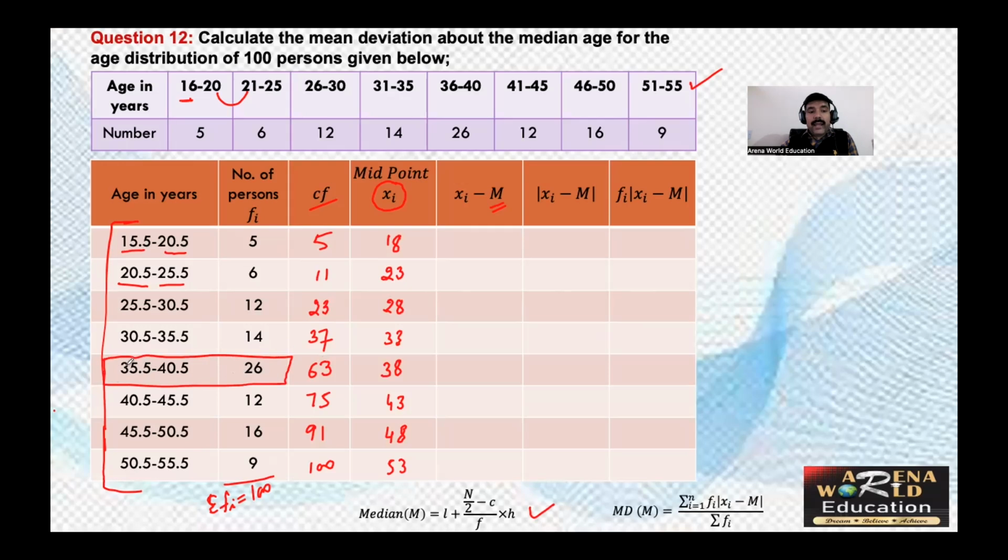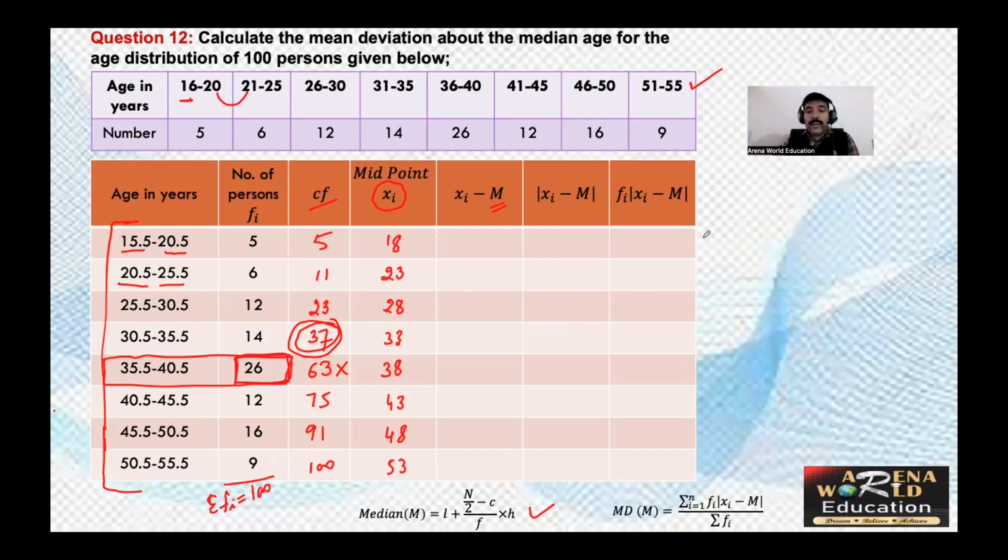So what is L? L will be 35.5. N you have already calculated. N is 100. So n by 2 you can easily calculate. If we talk about CF, CF is the cumulative frequency. But we will exclude this one, 63. We will go with 37. So 37 will be CF. Don't get confused with this 63, right? So now F means this one, the frequency in the median class, right? H is the difference between class intervals, right? So here you can see the difference is 5, or you can see the midpoints 18, 23, 28. So the difference is 5. So here H is 5.